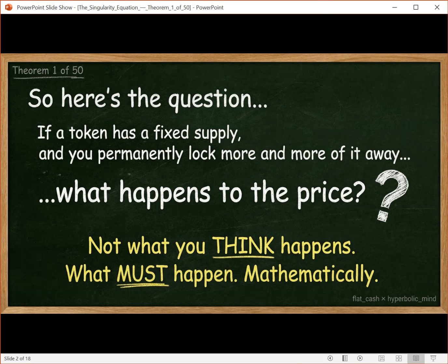So here's the question. If a token has a fixed supply and you permanently lock more and more of it away in a vault, what happens to the price? Now, not what you think happens, but what must happen mathematically. And we are going to derive that mathematically.